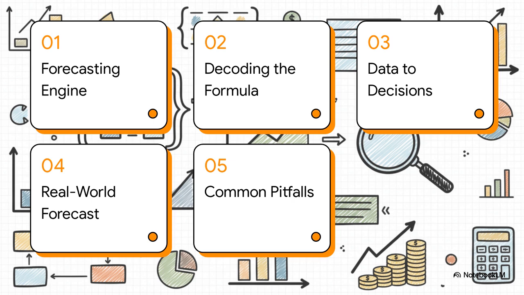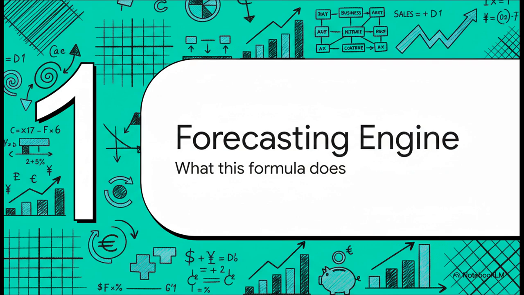First, we'll talk about what this forecasting engine really is in a business context. Then we're going to take that big formula and break it down, piece by piece. After that, we'll connect the dots from the data to actual decisions, run the numbers on a real-world example, and finally, and this is crucial, we'll talk about the common mistakes to avoid so you can use this power wisely. All right, let's dive into our first section.